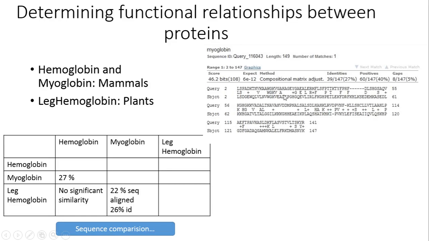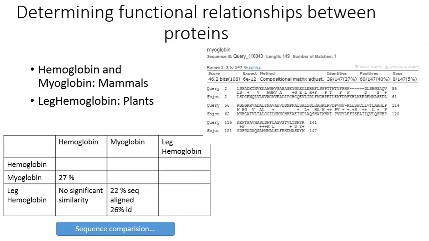So this indicates that there is a lot of difference in the myoglobin and leghemoglobin sequences. And when I tried to align hemoglobin and leghemoglobin, I ended up finding that there is no significant similarity between hemoglobin and leghemoglobin. So this is the original sequence analysis result that I wanted to share with you, and these are the conclusions that I drew when I tried to align the sequences of these three proteins.